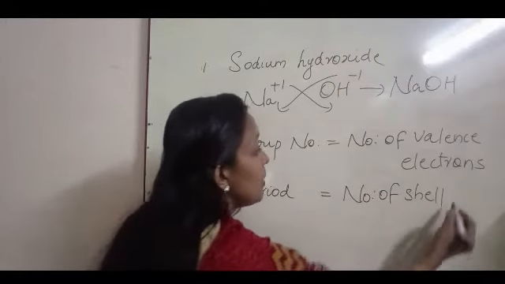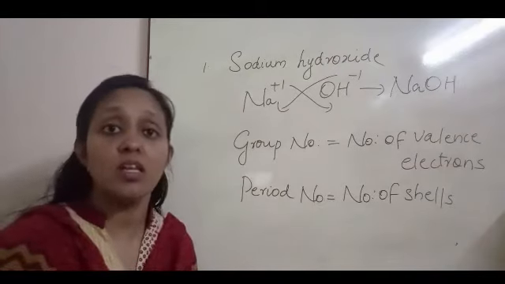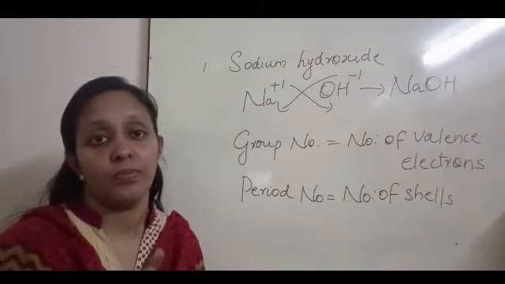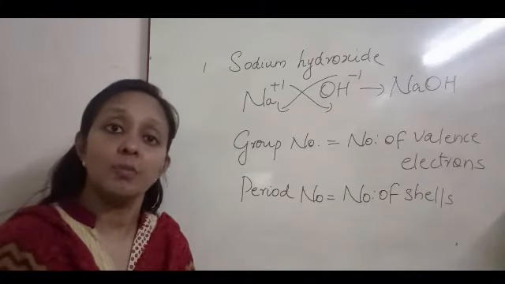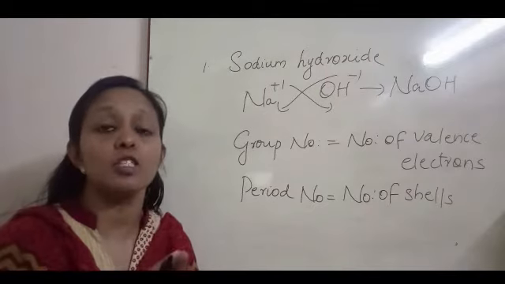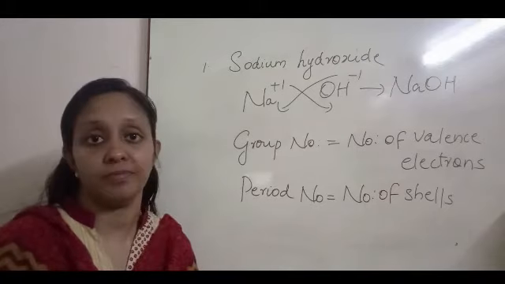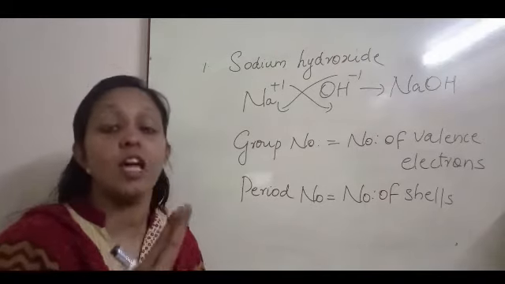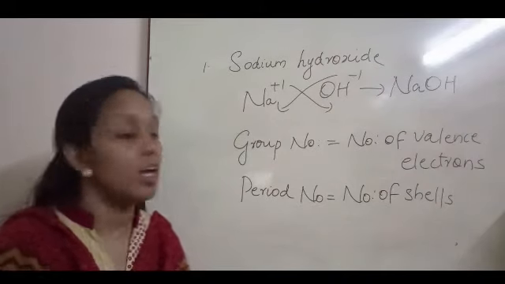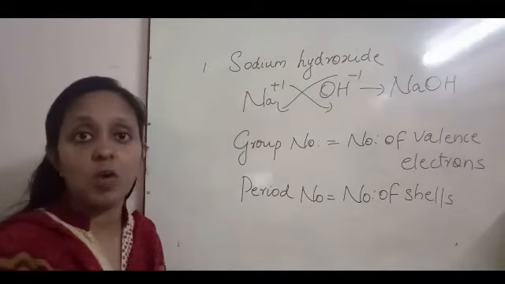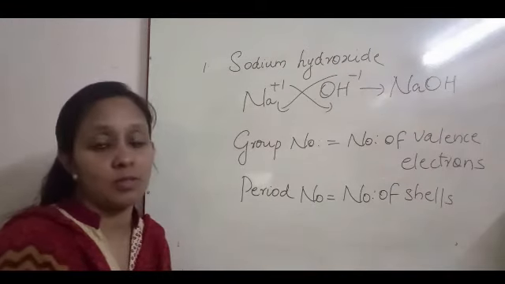Period number will be equal to the number of shells. Have you followed? If an element uses 3 shells to fill its electrons, it belongs to period number 3. If it uses 5 shells to fill its electrons, it will be a member of period number 5. If it uses only 2 shells to fill up the electrons, it will be a member of period number 2. So period number will be equal to the number of shells used by that particular atom to fill its electrons. Did you understand?